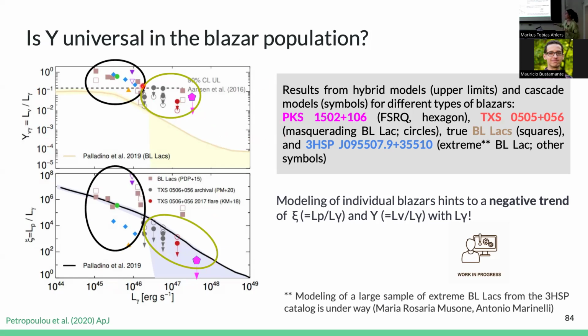Why is the relativistic proton luminosity divided by the gamma ray luminosity, which we call baryon loading in our field, what is this baryon loading? Why does it decrease with gamma ray luminosity? What is the underlying physics behind that? So this is an open question still.